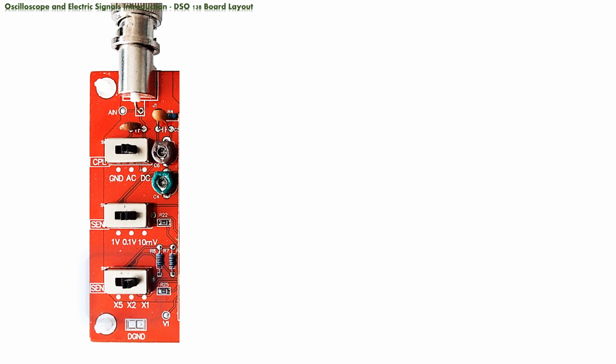Right next to CPL switch, we have two adjustable capacitors, marked C4 and C6. They are used for calibration of signal display. We will cover that procedure in separate video.